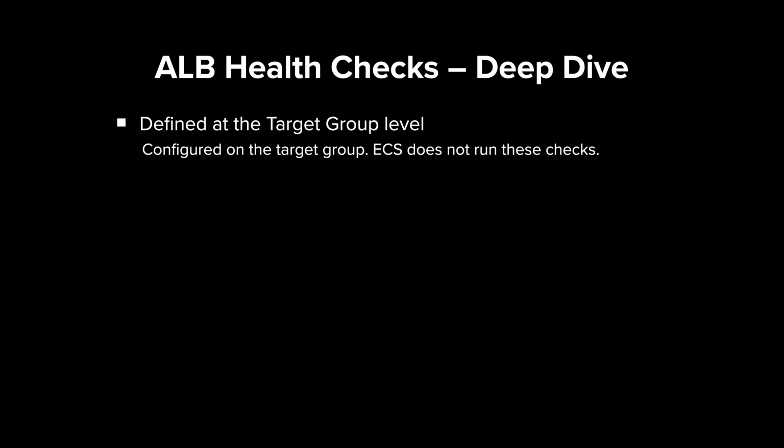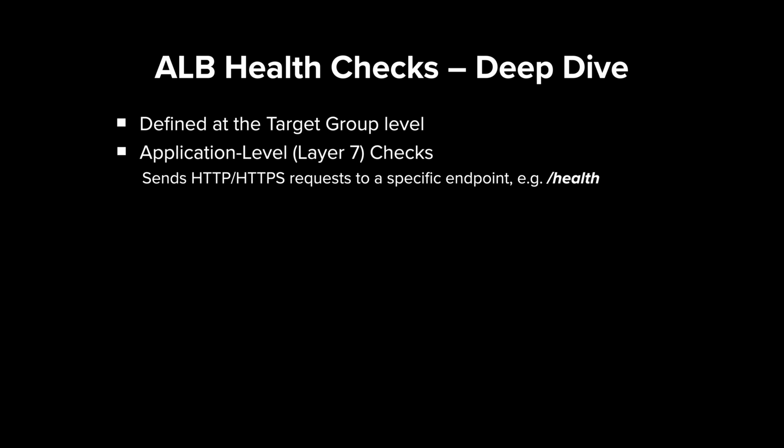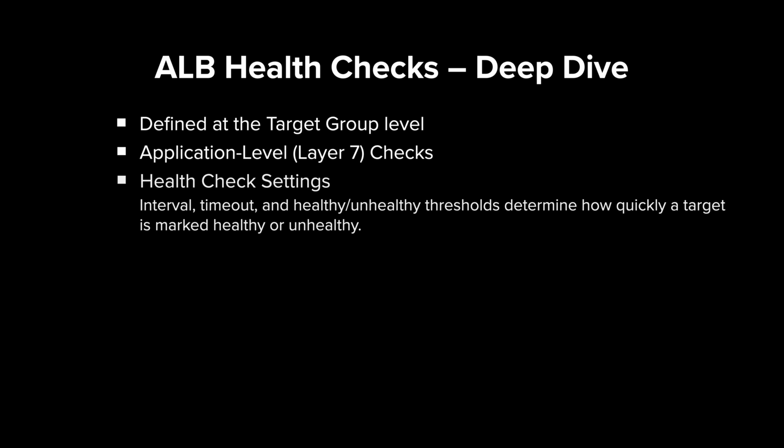ALB health checks are defined at the target group level, not in ECS. ECS does not perform these checks directly. These are application-level checks that send HTTP or HTTPS requests to a specific endpoint, such as /health. The health check settings, interval, timeout, and healthy or unhealthy thresholds determine how quickly a target is marked healthy or unhealthy.